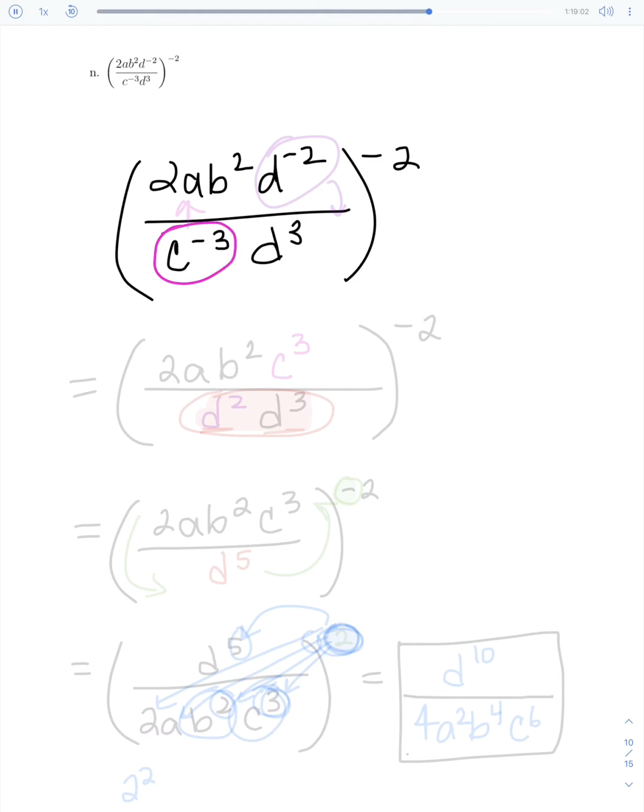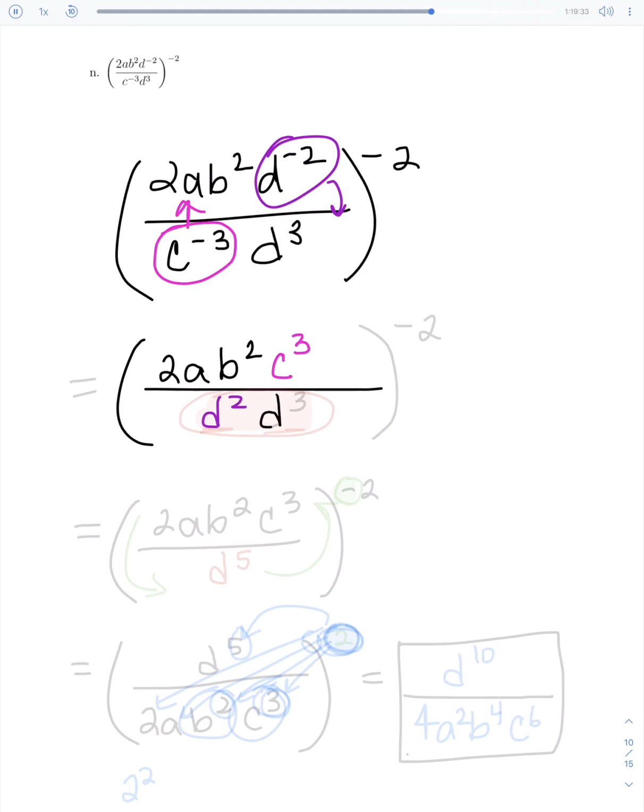Well, I've got a negative exponent on the bottom, so that would move to the top. And so what we would get here is the 2a and b squared would stay the same, but the c to the negative third would move to the top and become a positive exponent. Now also we have a d to the negative second that would move to the bottom. When it moved to the bottom, it would become a d to the positive second.